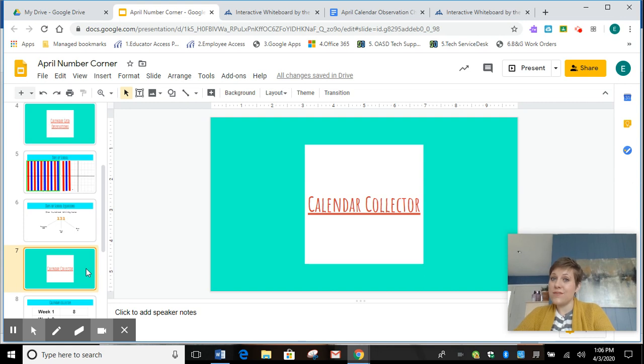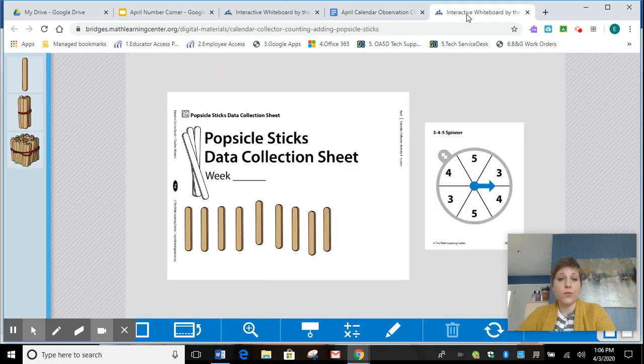All right, kiddos, we do not have school tomorrow. So it is the end of our week with Calendar Collector. Whatever we spend today is going to be our total for the week. We left off, and so far we had 9 popsicle sticks. We were 1 away from being able to trade for a group of 10. Let's spin to see what we have today. Ooh, so far I got a line, so I'm going to try again. And then we got a 4.